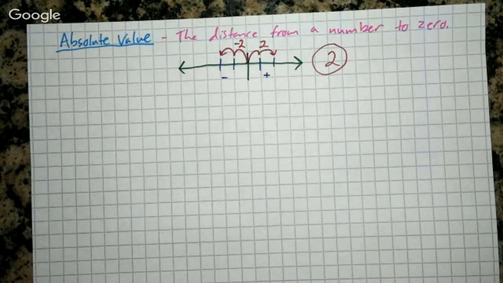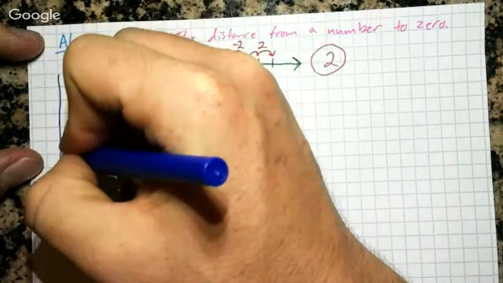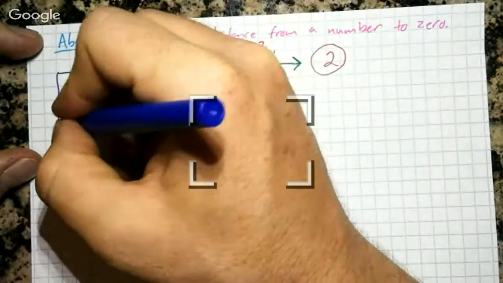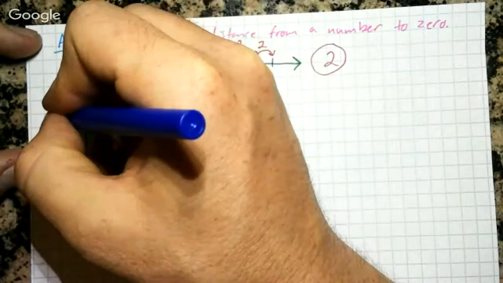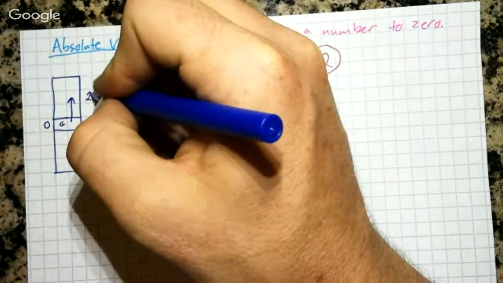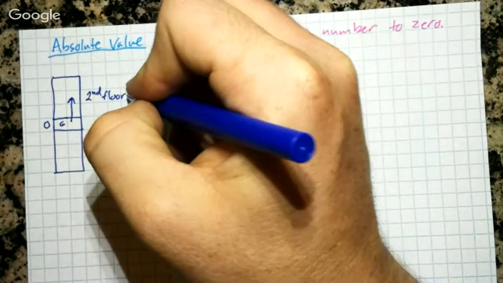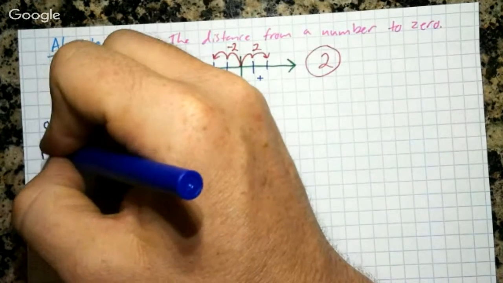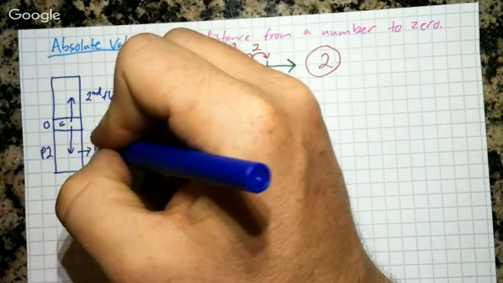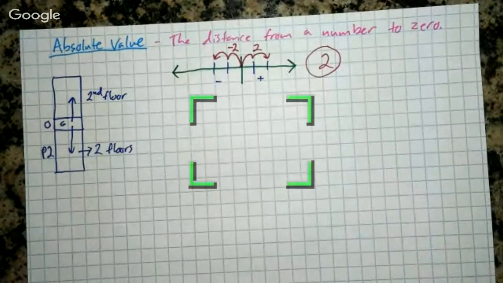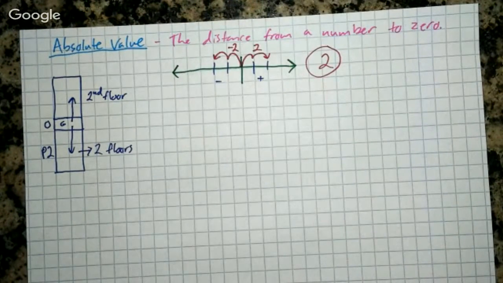Another way to think about this, which actually my dad showed me, so I have to give him the credit, is as an elevator. If you get in on the ground floor of the elevator, this is the ground floor or the 0 floor, and you take it 2 floors up, you get off on the 2nd floor. If you take it 2 floors down, it's probably going to be P2 because it's a parking garage, but you're still 2 floors down. Whether you're going up or down, whether you're going positive or negative, it's still only 2 floors.